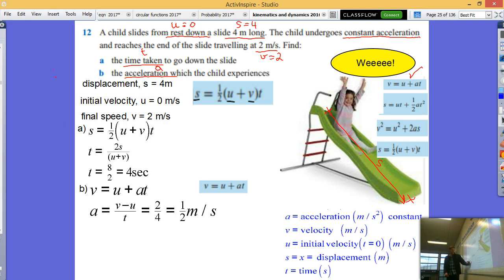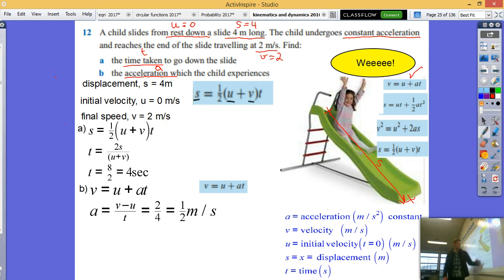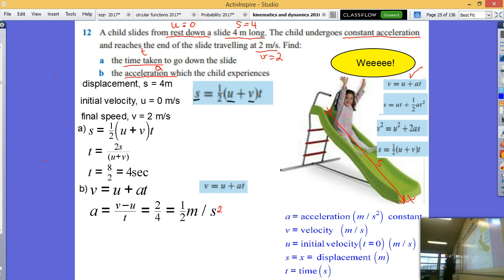Now, I want you to think about how we represent these physical quantities. This is a time written in seconds. This is an acceleration. How do we write the units for acceleration? That's correct. Meters per second squared. So we've got to make sure we're consistent with the correct units of measure for our quantities. Okay?